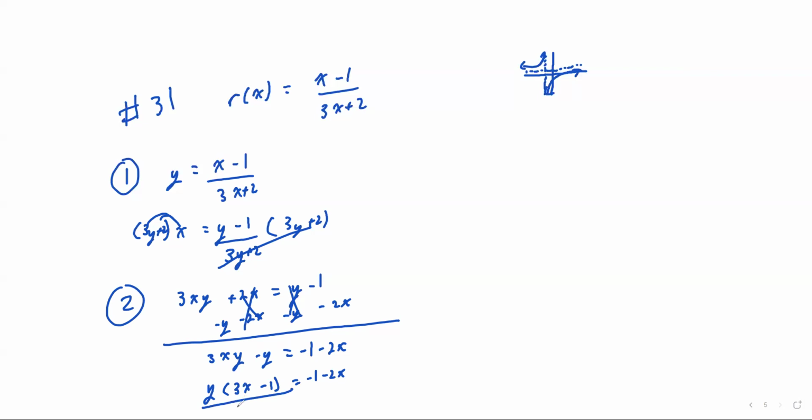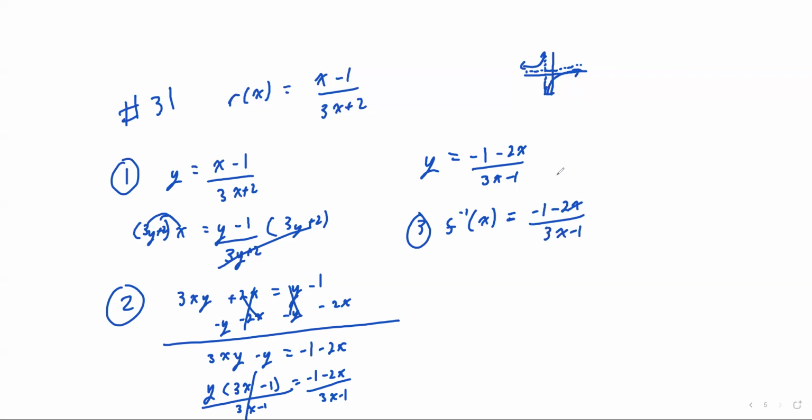You'll then divide by that binomial. Then I get y equals -1 minus 2x over 3x minus 1. Then we're going to switch the y to an f -1 of x and then rewrite our answer. And there you go. All right. Let's do some more. So we're getting more comfortable with this.